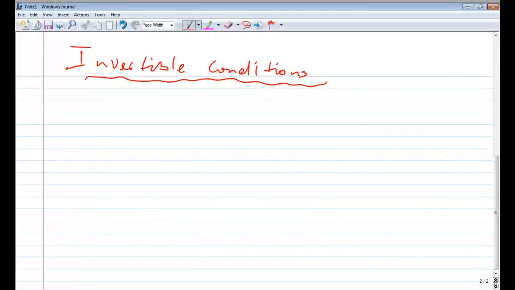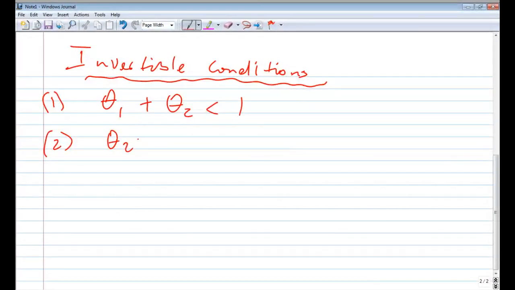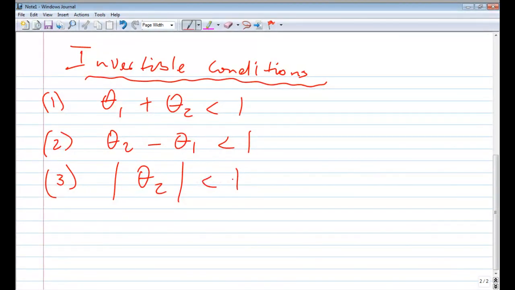So now we just want to check the invertibility conditions of a moving average of order 2. So we have got 3 conditions. The first one, we just want to check if theta 1 plus theta 2 is less than 1. That's the first condition. Condition number 2, check if theta 2 minus theta 1 is also less than 1. That is the second condition. The third one and the last one, you have to check the absolute value of theta 2, whether it is less than 1.